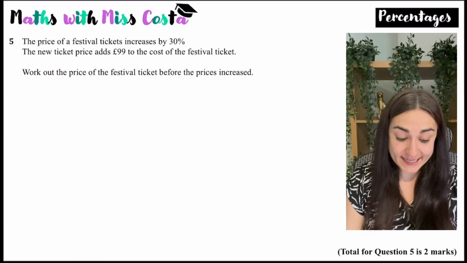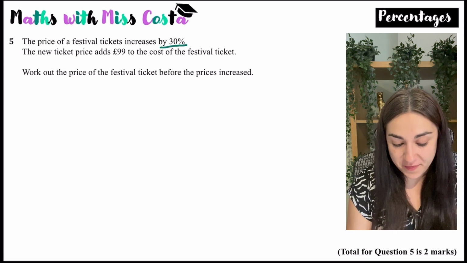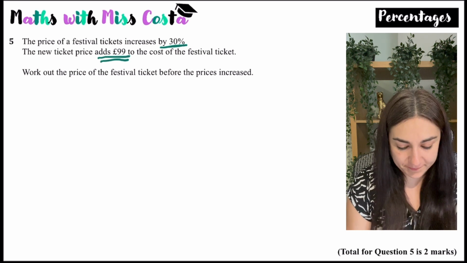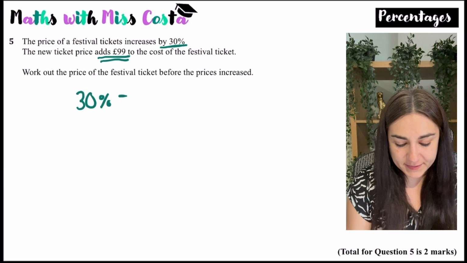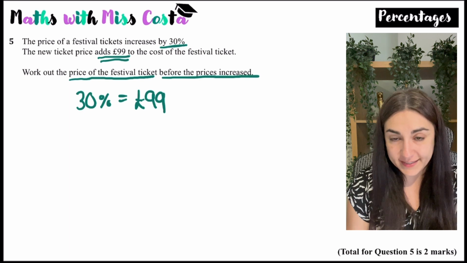Okay, so next I've got a percentages question. I'm told that the price of a festival ticket increases by 30%, and the new ticket price adds £99 to the total cost of the festival ticket. So therefore, I know that 30% is equal to £99. Work out the price of the festival ticket before the price is increased.